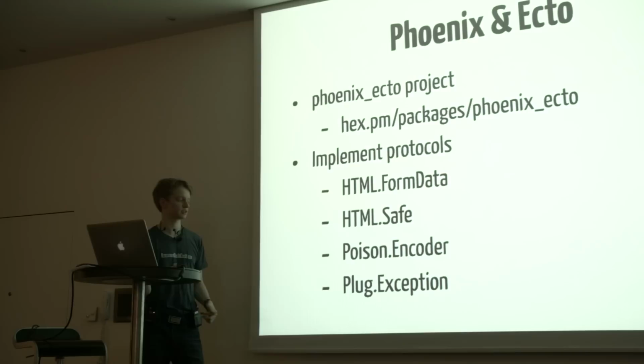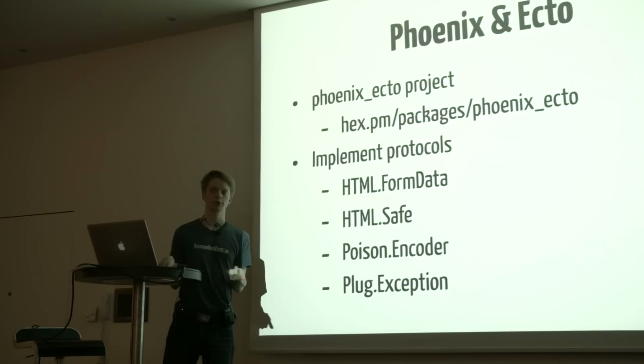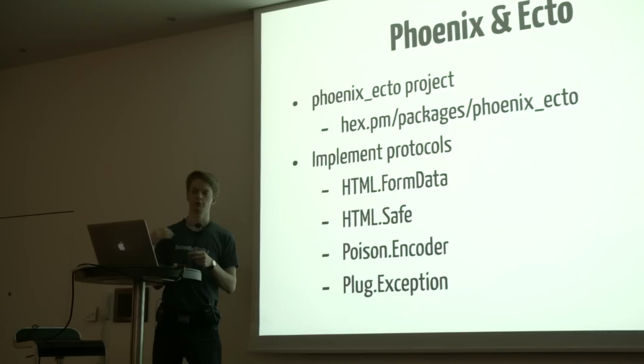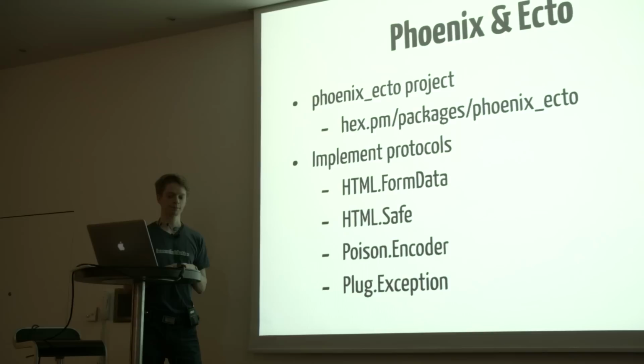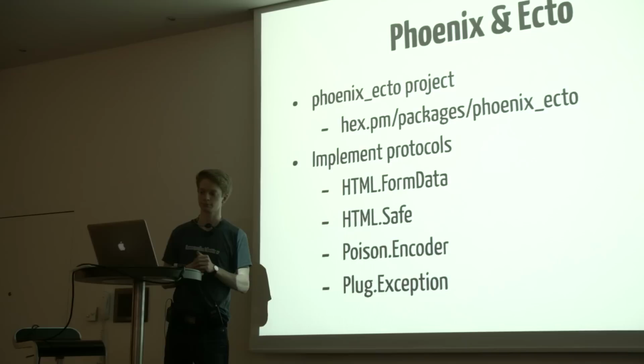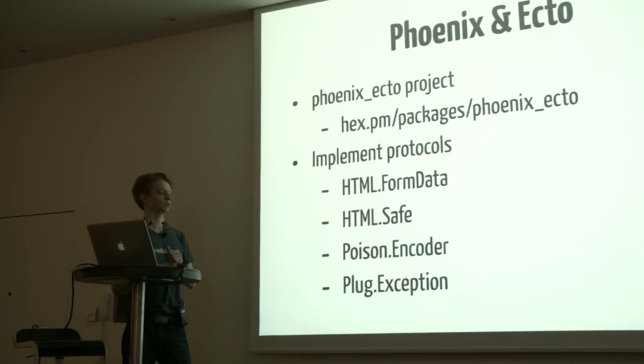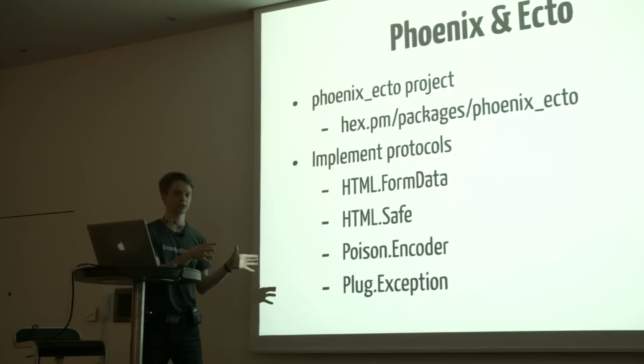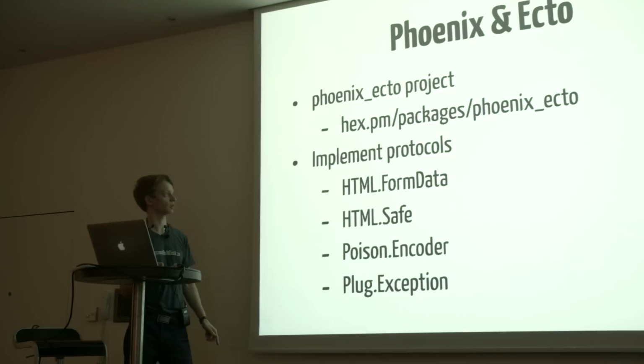We also implement Plug Exception, which is a very simple protocol. It just takes an exception and returns the HTTP status code for that exception. So for example, a cast error would be a 400 bad request. A no results error from Ecto would be a 404 not found status code. That's very cool, and it shows how Elixir has very good extensibility, so we can have a separate web framework library and database library and still make them communicate in a very nice manner.